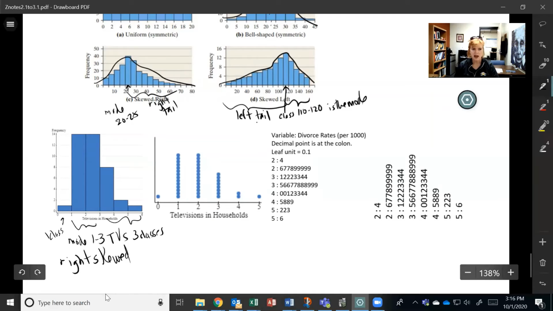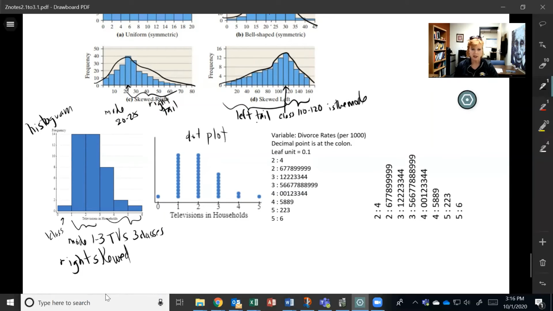Now this was my dot plot. So this is a histogram. And this is a dot plot of the same data. And you can see that I can see the same thing from a dot plot than I can from a histogram. I can see, okay, I've got modes of 1 and 2 TVs, and my left tail has 1 person on my left, and then I have these 3 different classes on my right. So I can still see from my dot plot that this is right skewed.